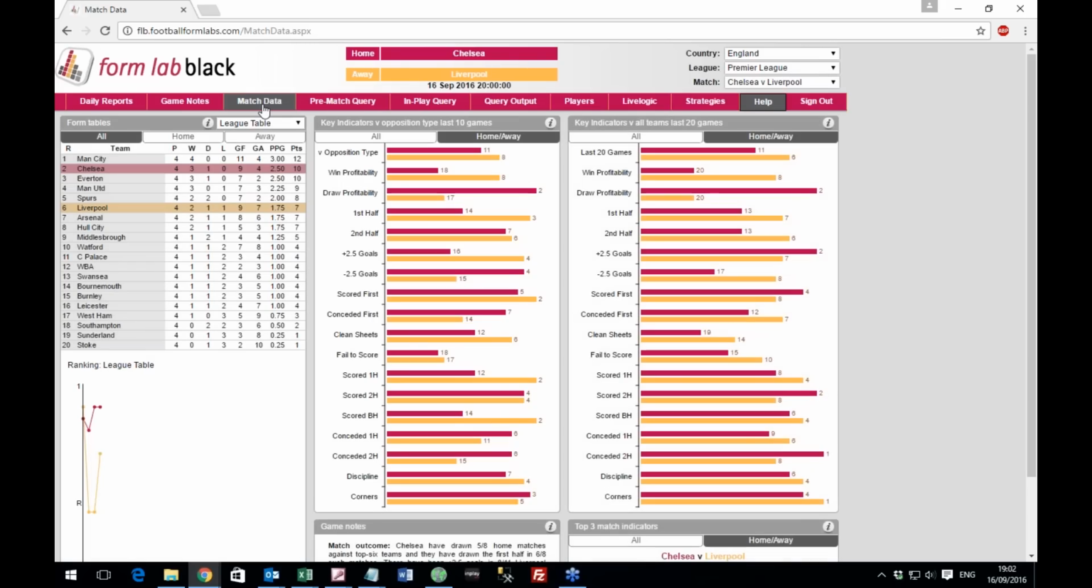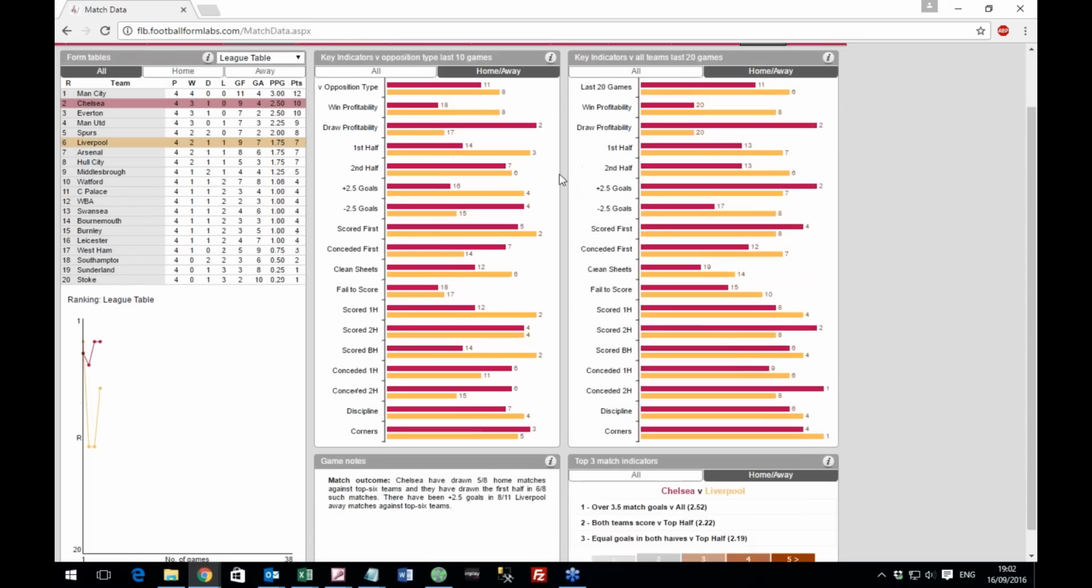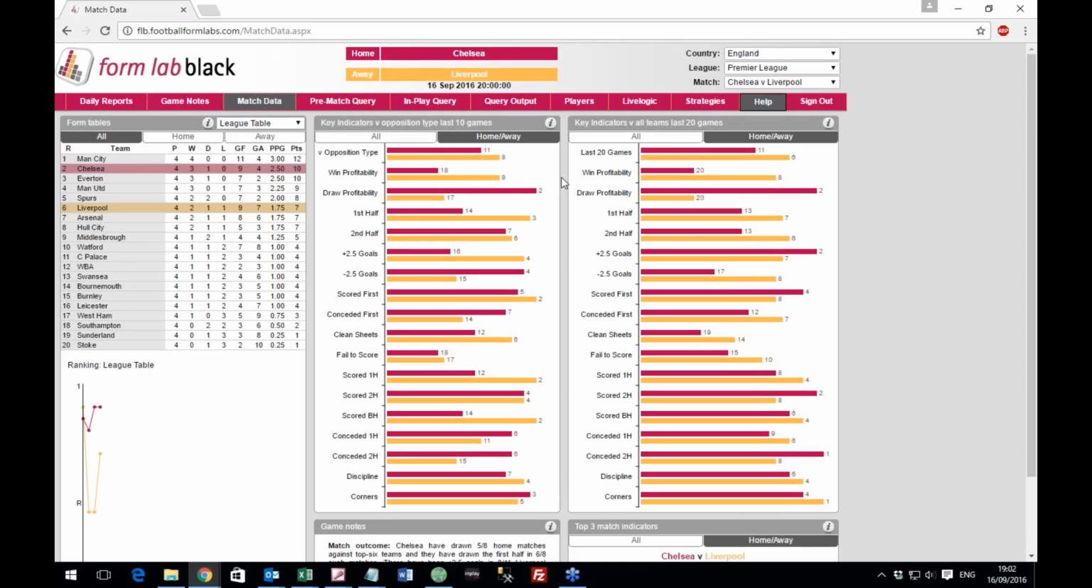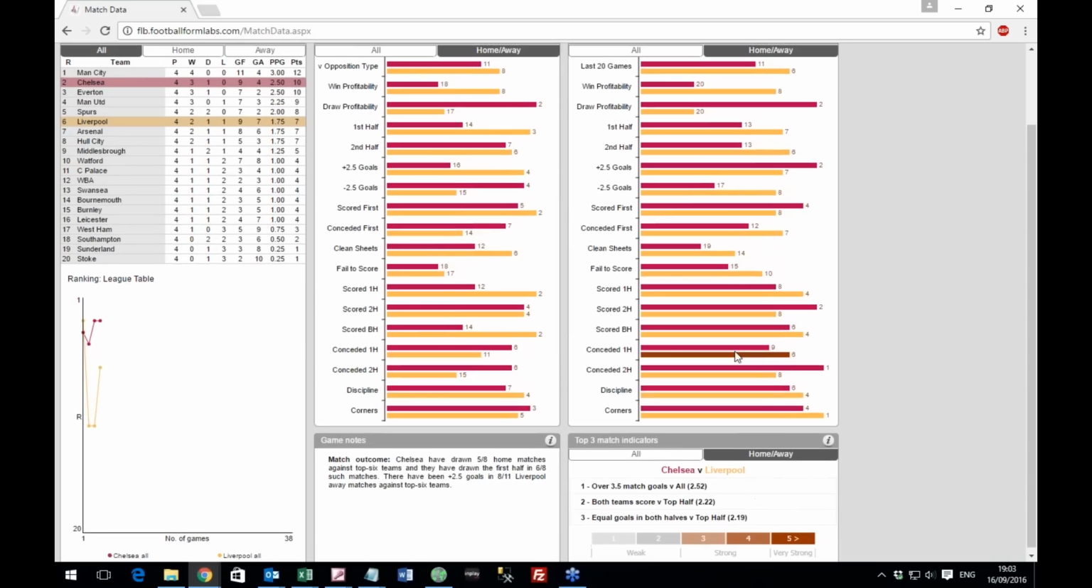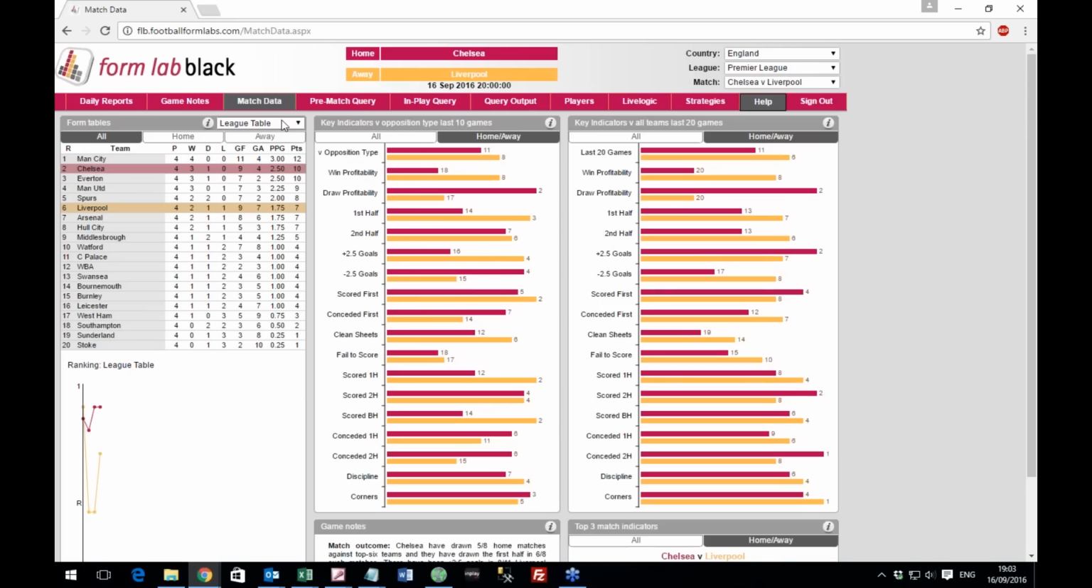Match data is a very good hub, so you can get an idea of what the game's going to be like. It's designed so that we have on the left side form tables, and we have some key indicators. We have the game note we've just talked about, and some top 3 match indicators. The form tables are quite interesting, so I'm going to spend a little more time going over those.